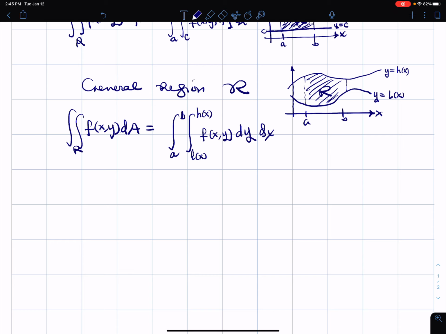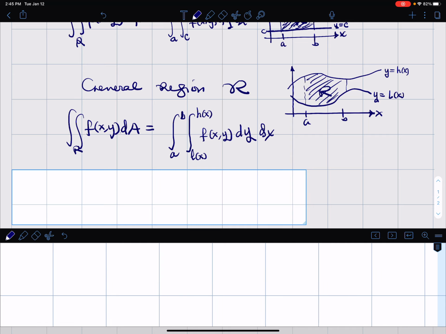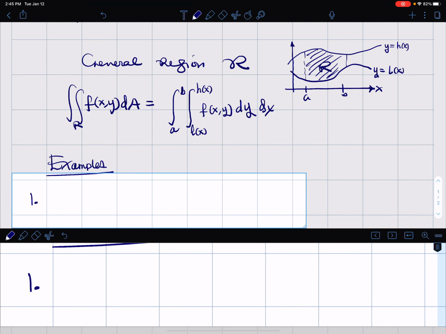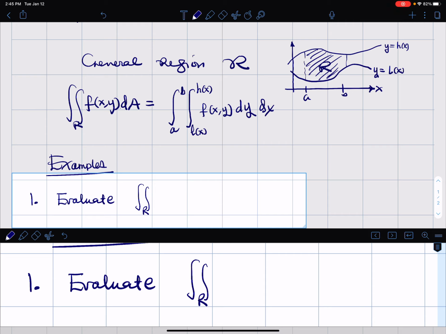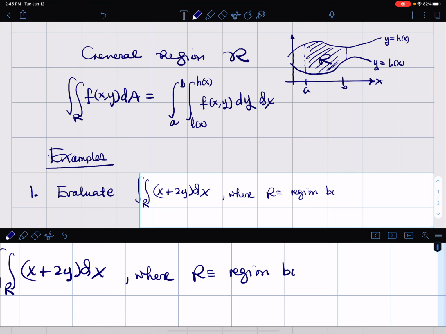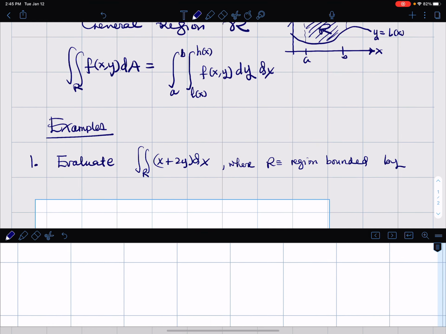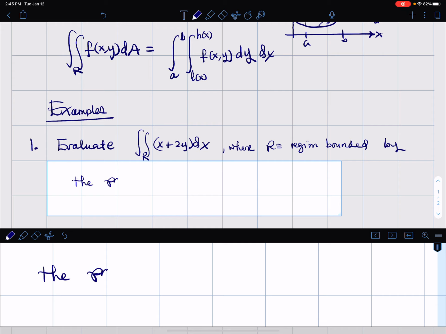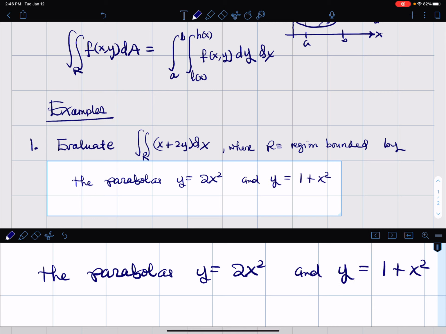Let's look at one example. Example one. We would like to evaluate the integral over R of x plus 2y dA, where R is the region bounded by the parabolas y equals 2x squared and y equals 1 plus x squared.